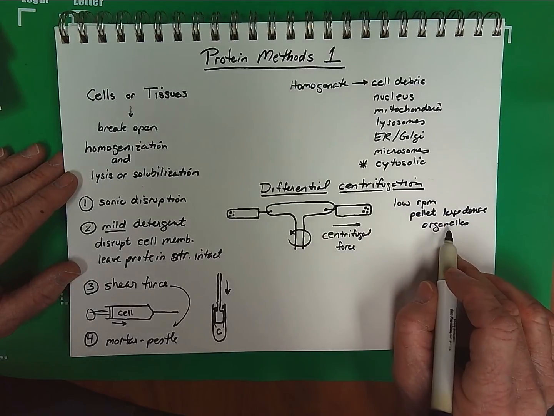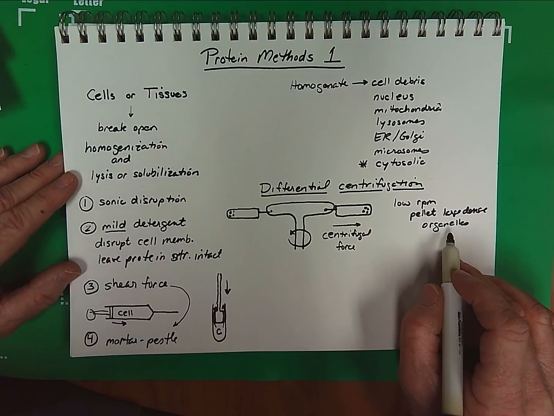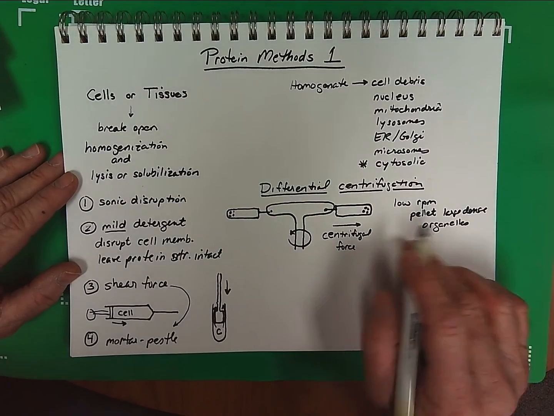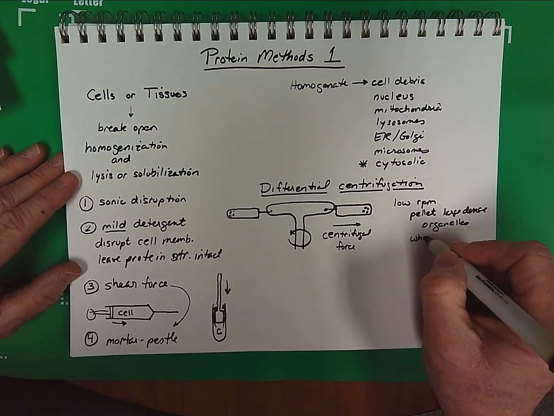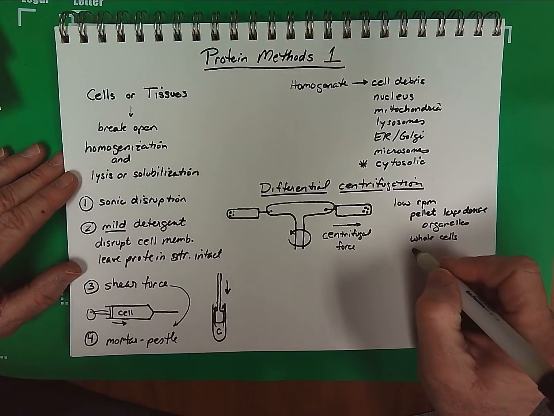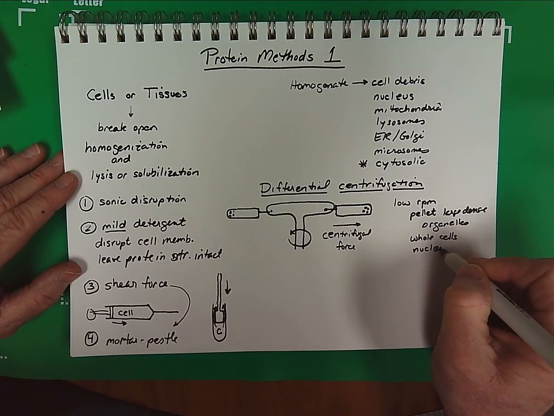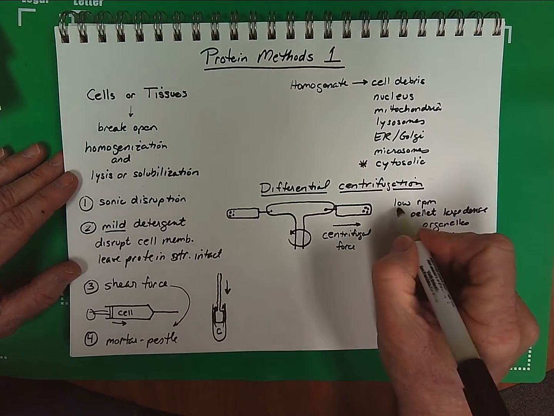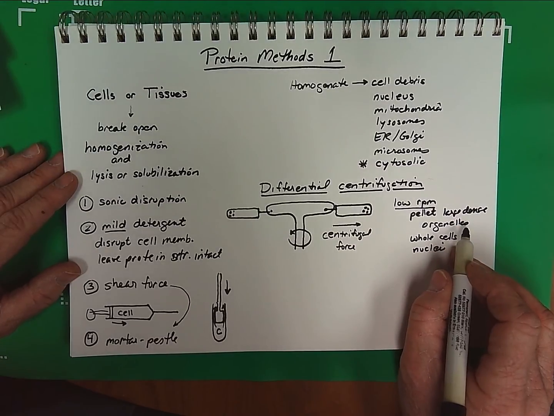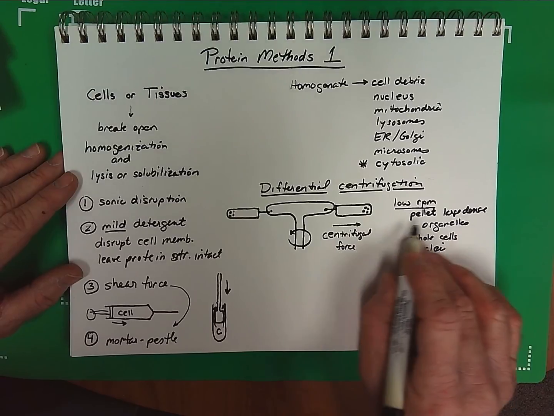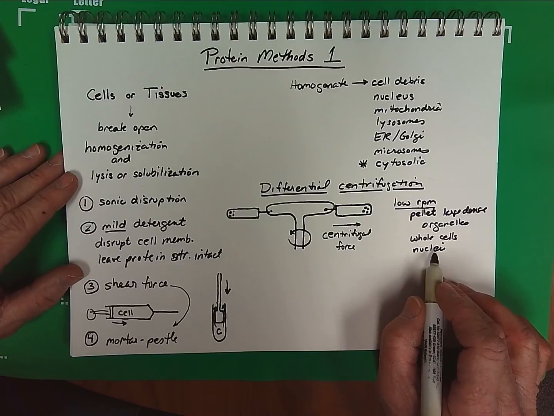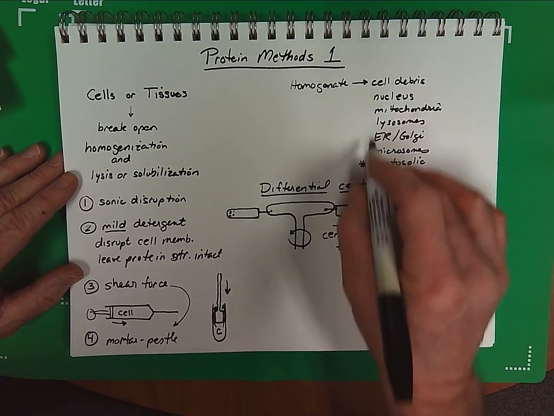Which one of the organelles can be considered to be large and dense? Well, this is primarily whole cells that have not been disrupted by our procedures here, and nuclei. Nuclei are very, very large, so that they are very dense. So what we will have is a pellet containing whole cells and nuclei, and we will have a supernatant with everything else.